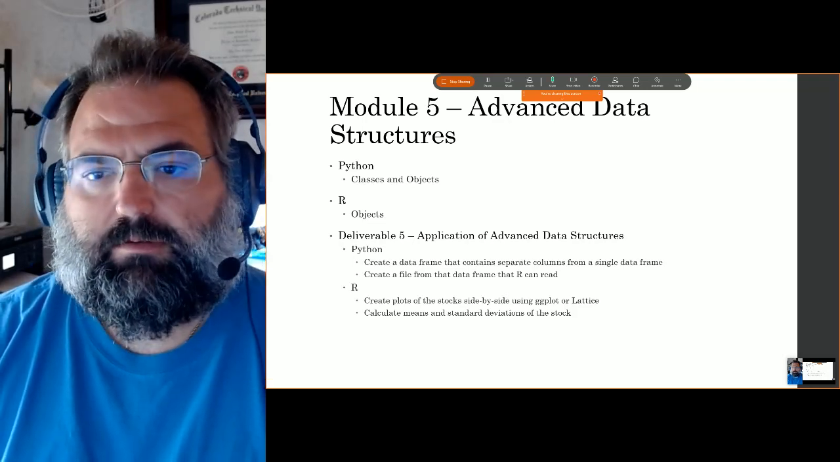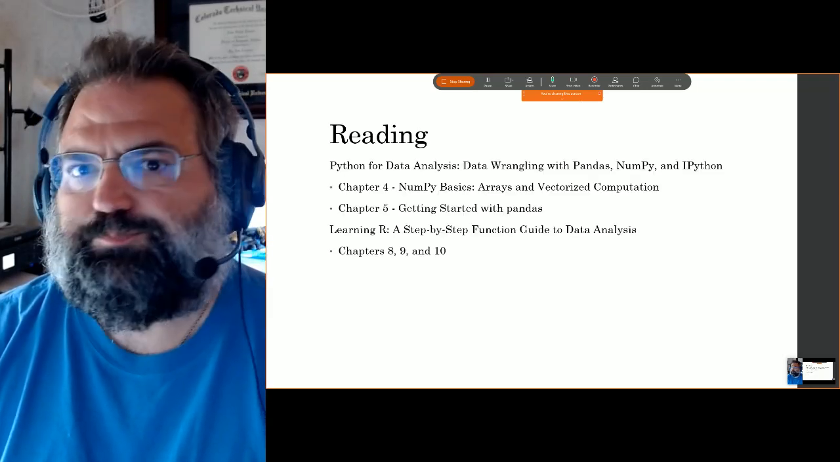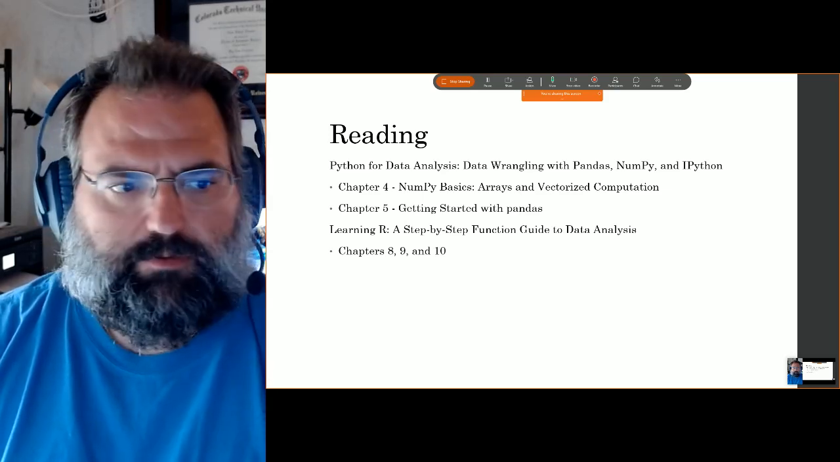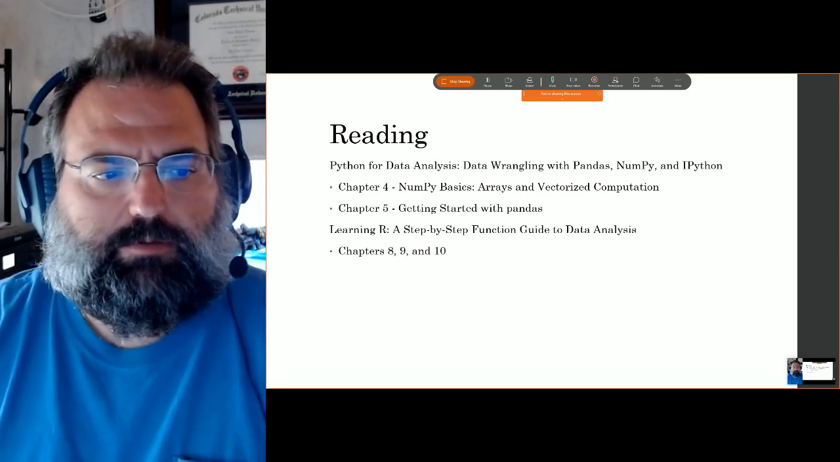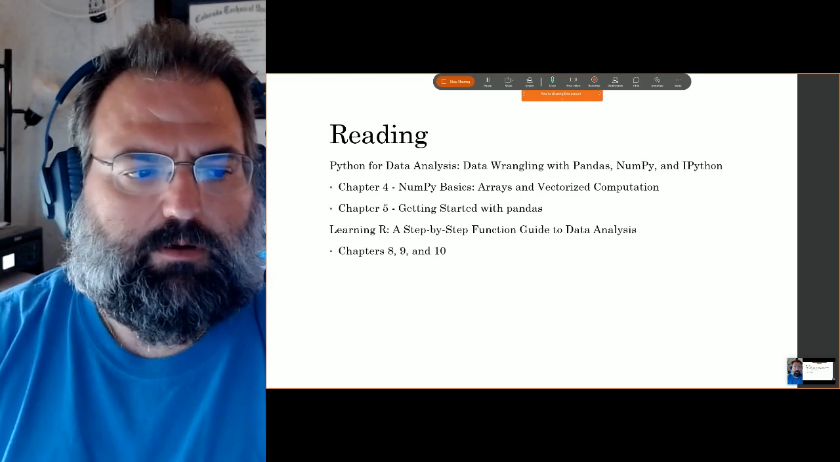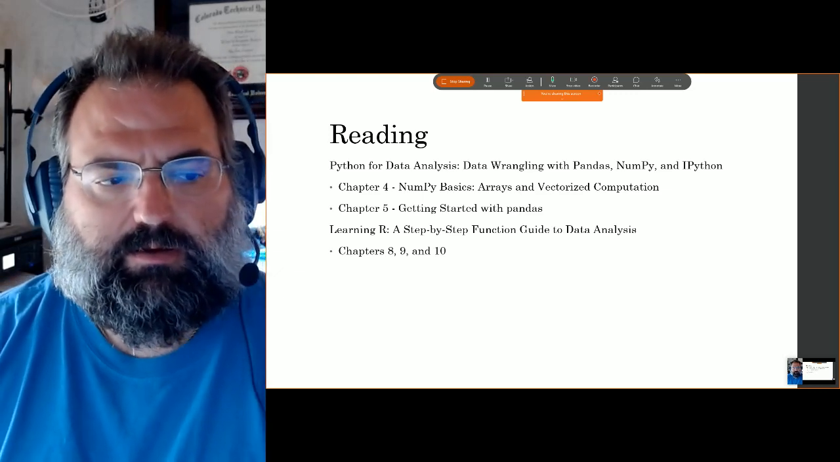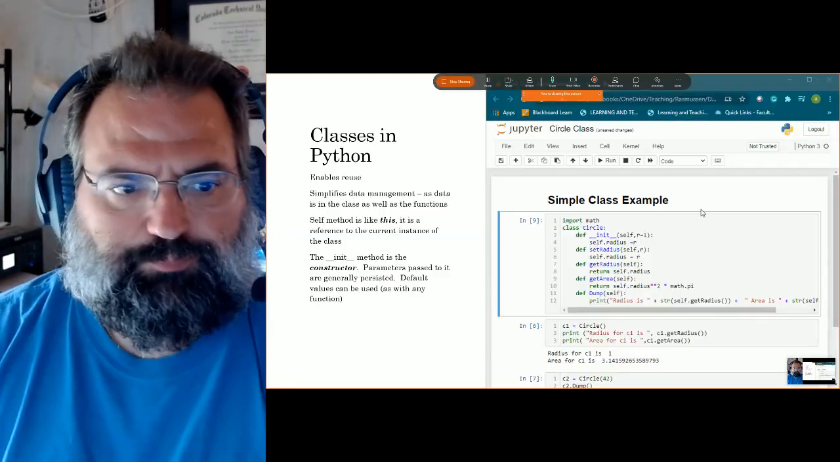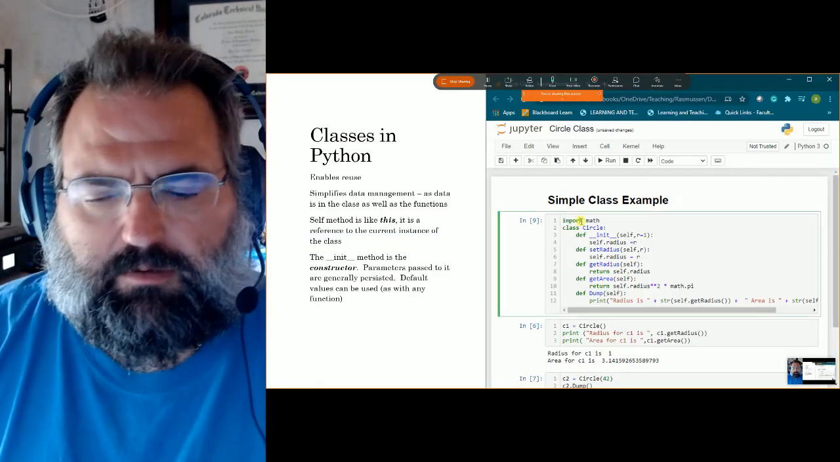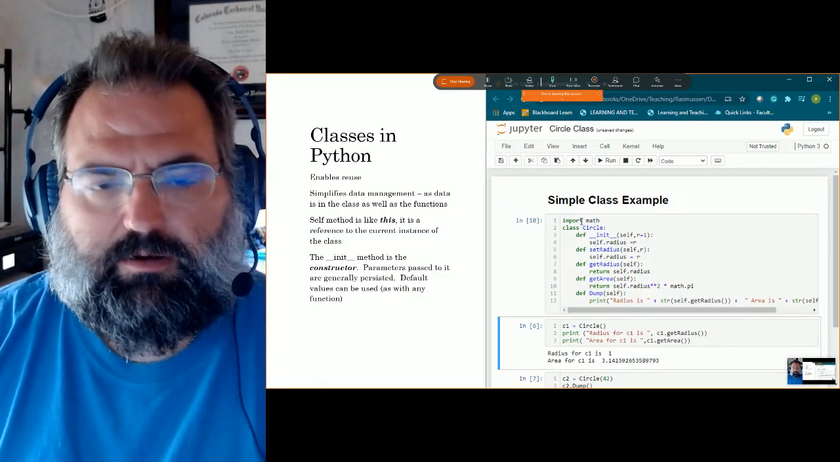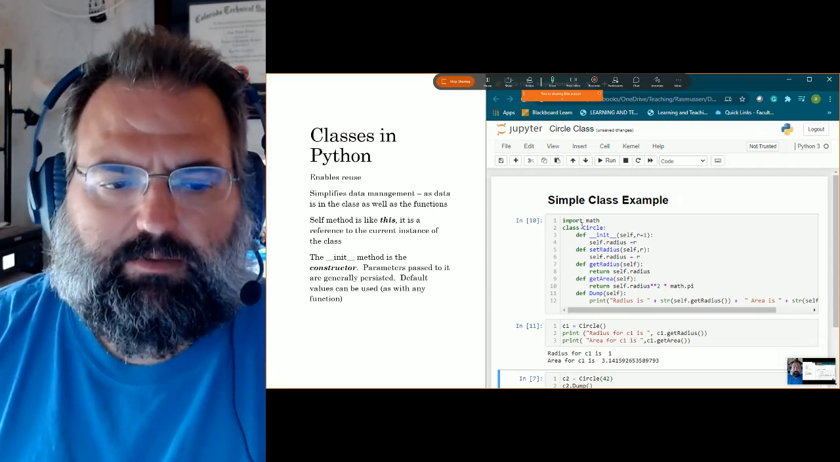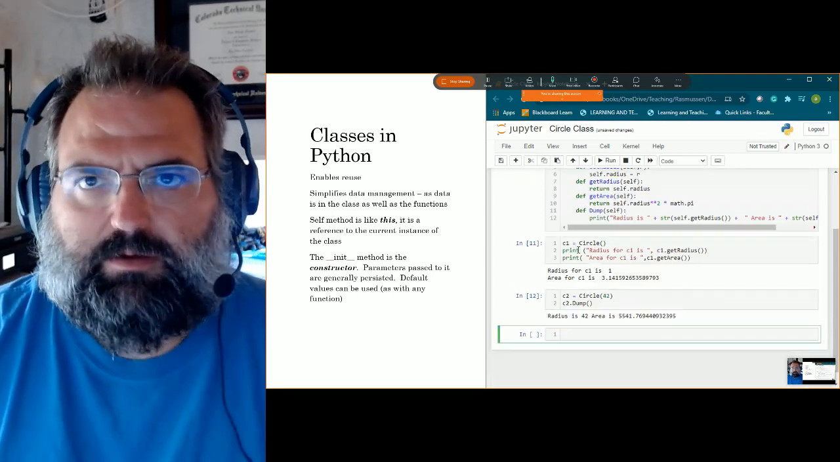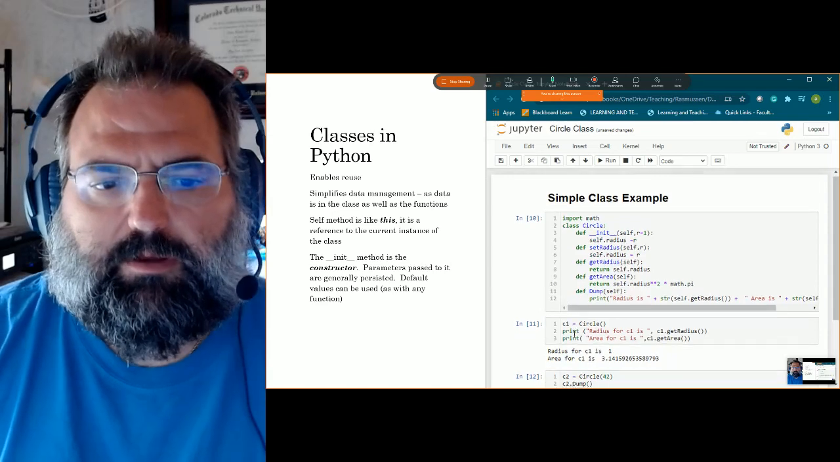So jumping into the reading, the reading for this module centers on chapters 4 and 5 in the Python book and chapters 8, 9, and 10 in the R book. So moving into Python, classes are an important concept to understand, and it's basically a means of combining together methods and data that those methods typically interact with.